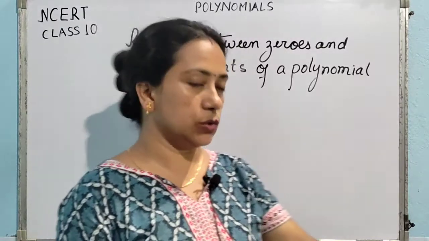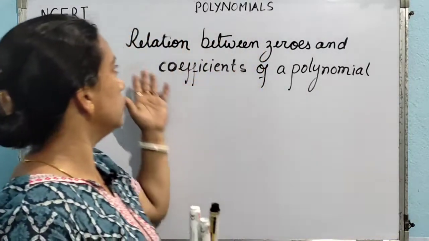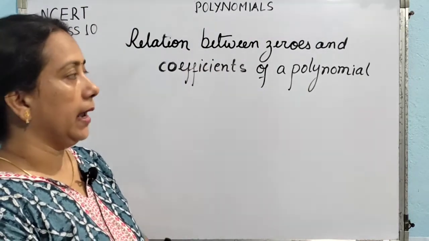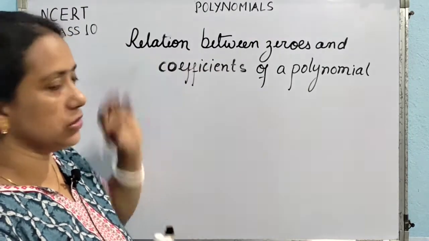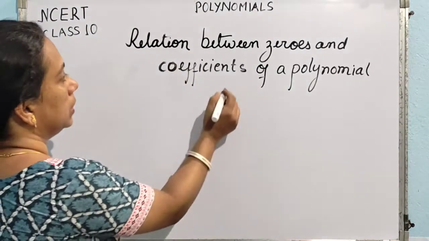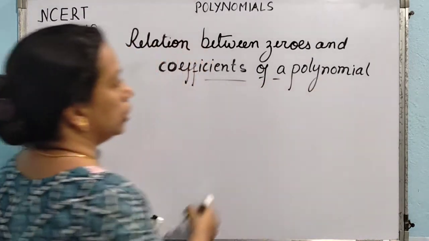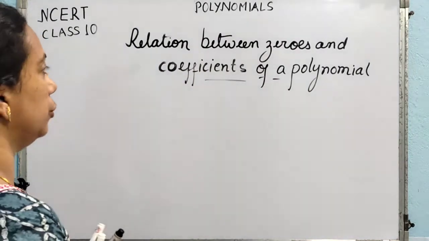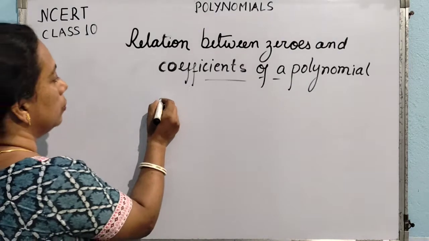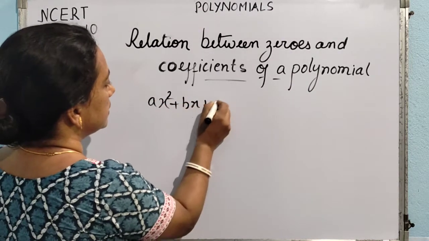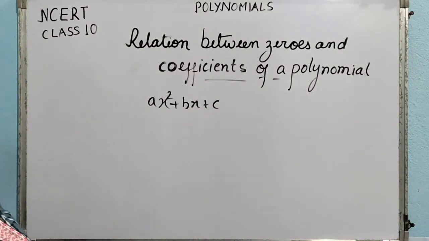Hello students, so in this video I will be discussing the relation between zeros and coefficients of a polynomial, and then we will do a few sums based on this. We are talking about a polynomial, and here firstly I will be discussing the quadratic polynomial. We know that ax square plus bx plus c is the standard form of a quadratic polynomial.